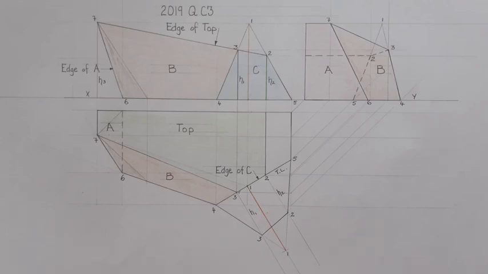Okay, so the other one is a little bit trickier, but still the same idea. So for surface B, you're going to do the same thing again. We're going to take the surface, edge 6, 4, horizontal in front elevation, therefore it's a true length in the plan.